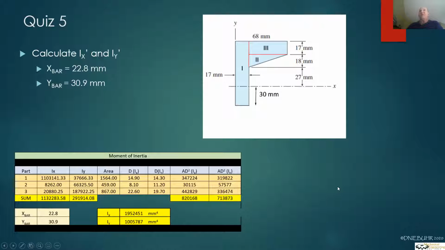Either way is fine. One thing I noticed is some of you assumed that this 68 millimeters up here was just for this little red area. But remember that those little lines I put in there were just to delineate the actual shape. So the 68 was for the entire length. Otherwise, the answer for IX was 1.9 million, and for IY is basically 1 million.